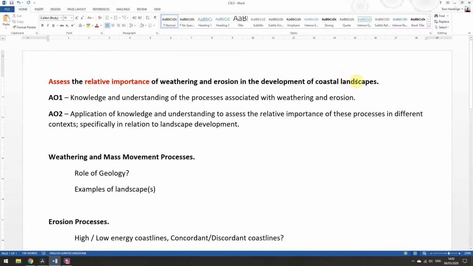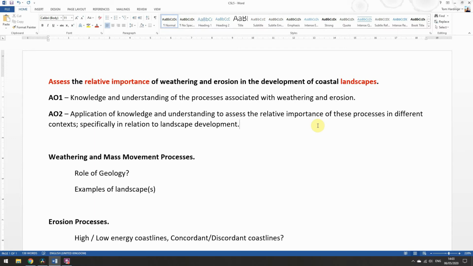The final bit is really important as well. So the idea of a landscape. We want to move away from thinking about just individual landforms and actually how important these processes are in helping to create landscapes, which remember are an assembly of landforms.